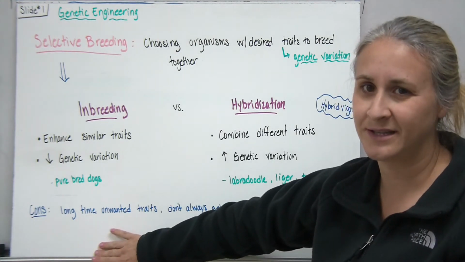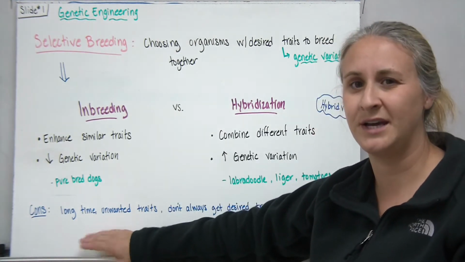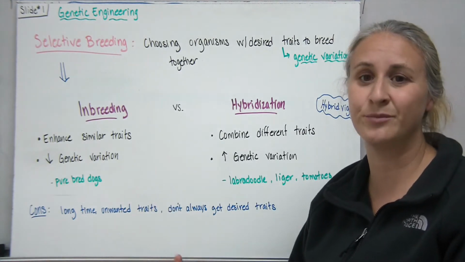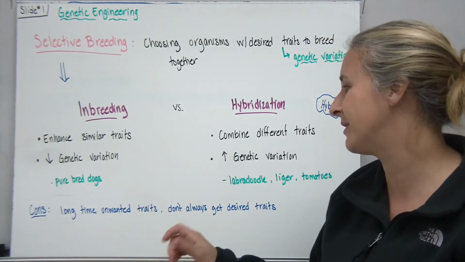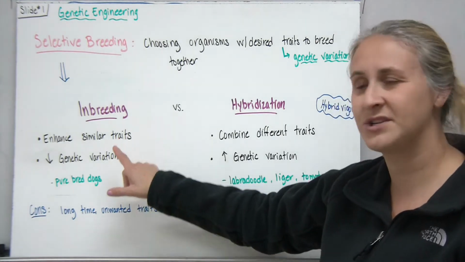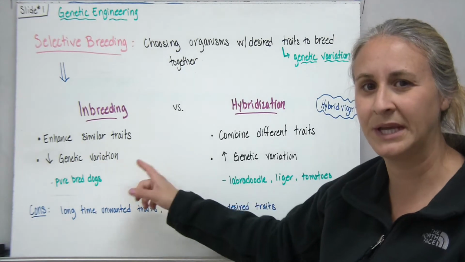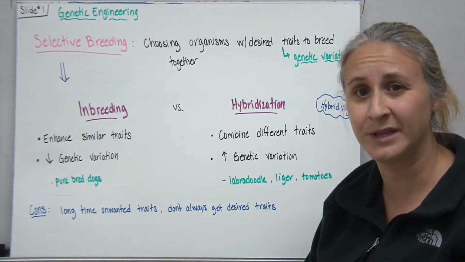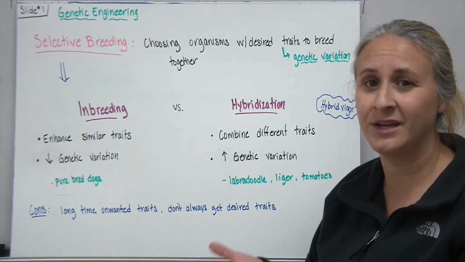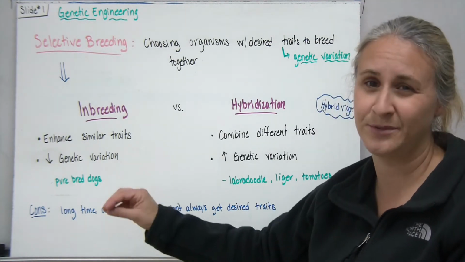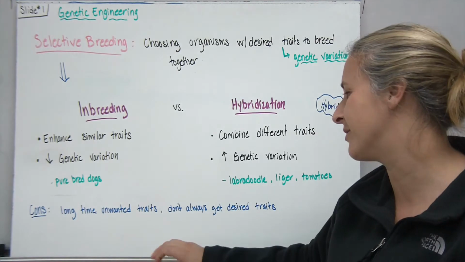There are some cons to selective breeding. It does take a long time. Sometimes it may take 10, 20, 30 generations of breeding in order to get your desired outcomes. In some cases, especially with inbreeding, you get a lot of unwanted traits. Since you're breeding animals that are relatively closely related to each other, you can get an increase in genetic mutations that tend to run in that line, or genetic disorders.